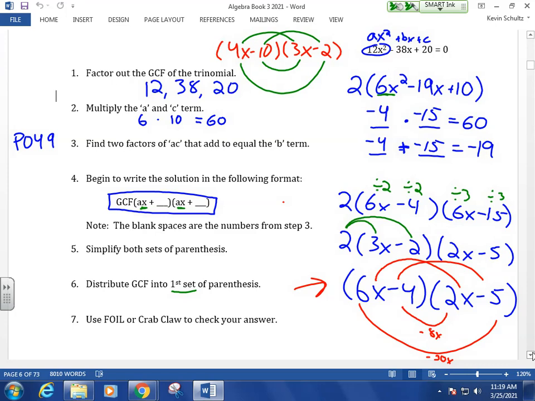Okay, that's a lot of steps. I don't expect you to have them memorized, but if you can follow along and say, okay, I know how we got the 60. I know how we got the negative 4 and negative 15, and I understand this and that. If you can kind of follow the steps, that's a good spot to be in after seeing one of them. Okay? Are there any questions?